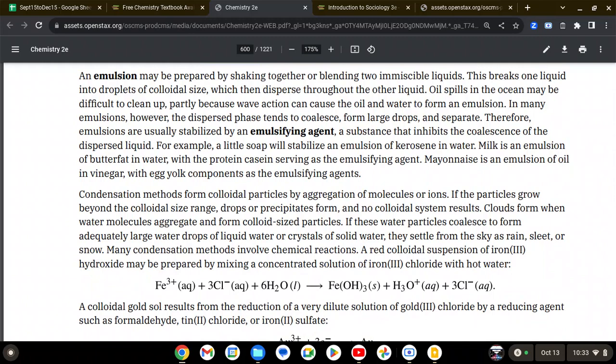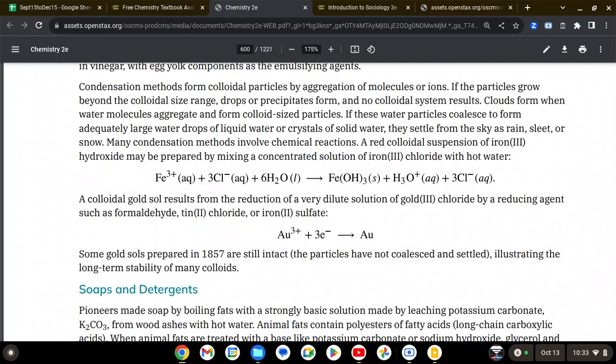Milk is an emulsion of butterfat in water, with the protein casein serving as an emulsifying agent. Mayonnaise is an emulsion of oil and vinegar, with egg yolk components as the emulsifying agents. Condensation methods form colloidal particles by aggregation of molecules or ions. If the particles grow beyond the colloidal size range, drops or precipitates form, and no colloidal systems result.